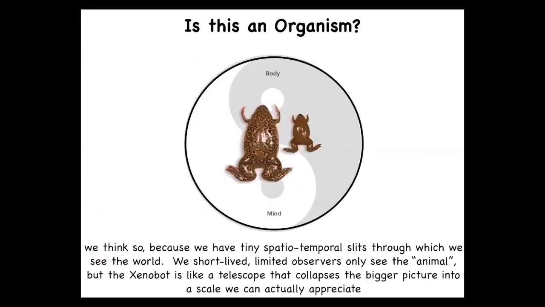Now, we look at something like this. So here's this frog, Xenopus laevis, that we use all the time, and it's got some kind of body, and it's got some kind of cognitive capacity and behavioral repertoire and so on. And we say, okay, well, here's an organism. And I want to make the argument that we only think this is an organism because we have these really compressed, pretty tiny lenses through which we see the world. We are very short-lived, very limited observers, and we see this animal, and we think this is the organism.